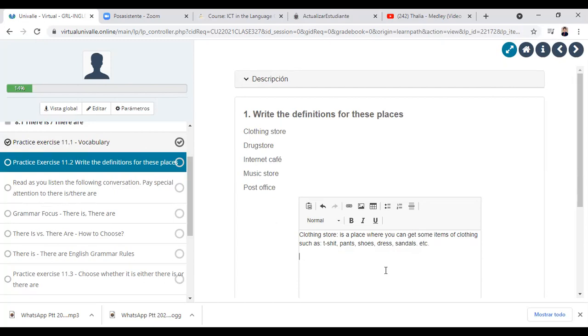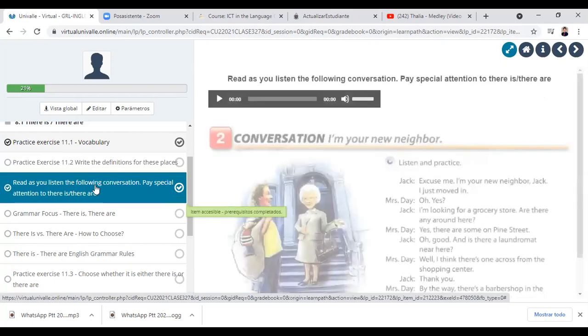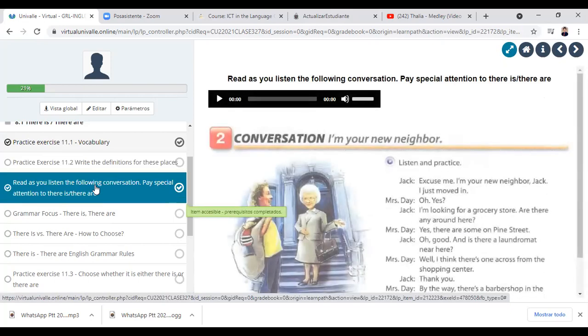Okay, and then you're going to complete the other places with their definitions. For one: drugstore, internet cafe, music store, post office. And here we're going to have a listening part, a conversation. You're going to listen to the following conversation between Jack and Mr. Date, related to your new neighborhood.